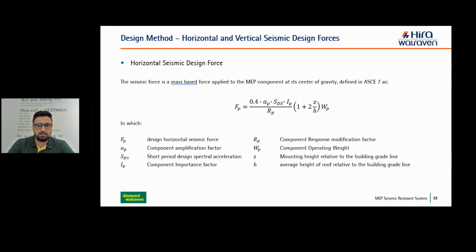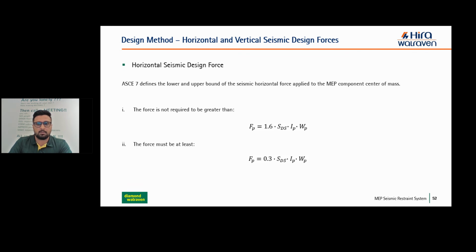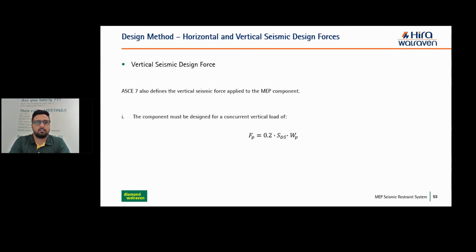Here, according to ASCE 7-16, we have seismic force. This is the formula relation to compute any seismic force, and it is FP, the design horizontal seismic force. AP is the component amplification factor, then the short period design spectral acceleration, and the component importance factor IP 1.5. And then we have the vertical seismic design force, which is that the component must be designed for concurrent vertical load, which is 0.2 SDS and WP.